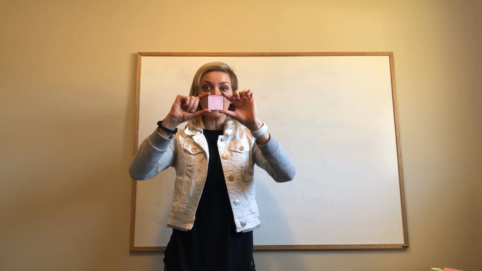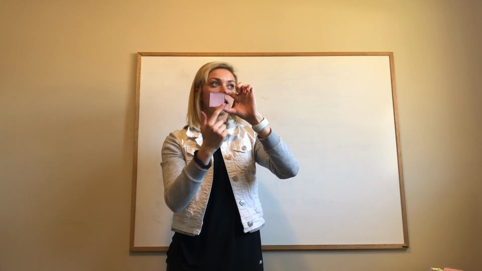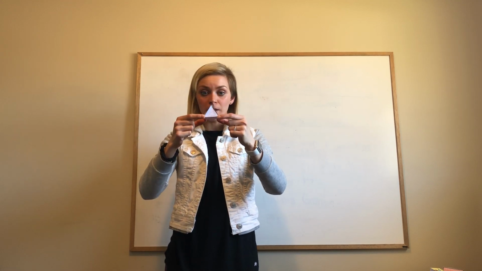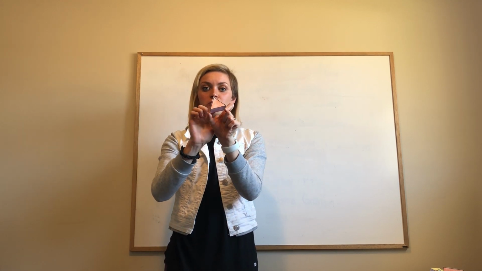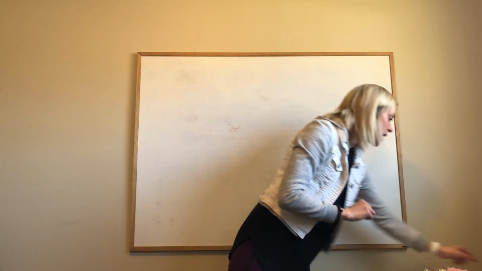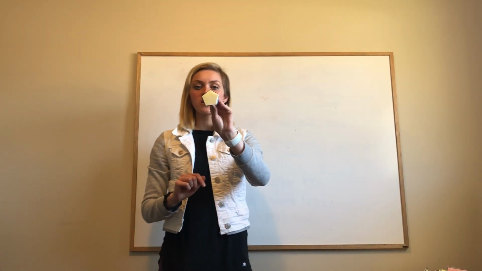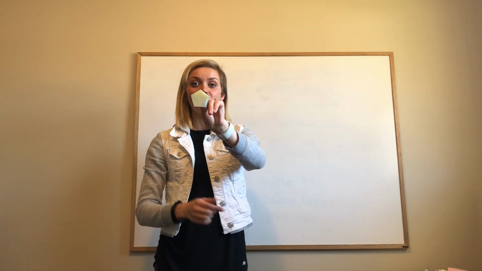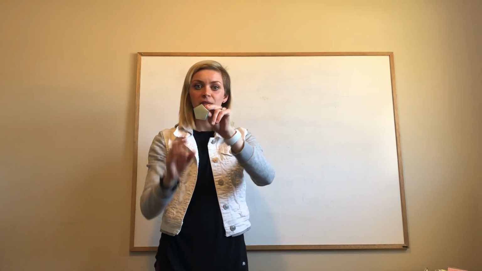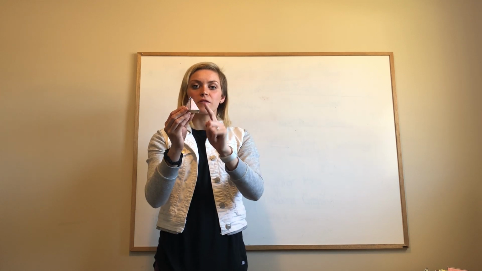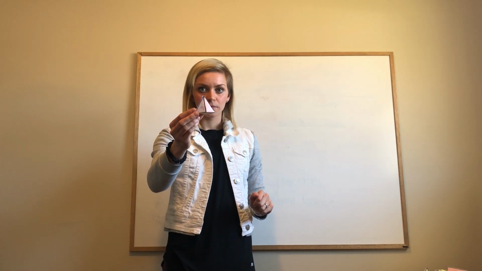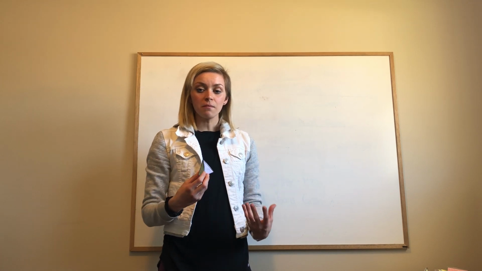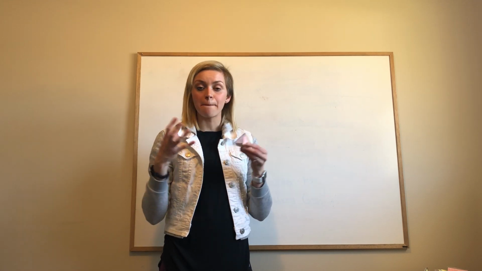A square pyramid, because the base shape is a square. And then you know it's a pyramid because the top is made up of triangles. Same with our pentagon pyramid. The base shape is a pentagon having 5 sides, and it's made up of triangles.